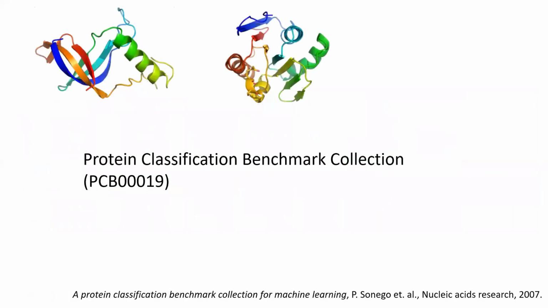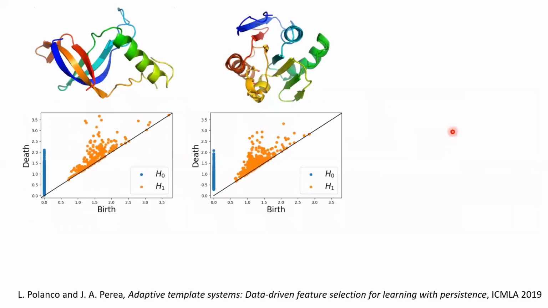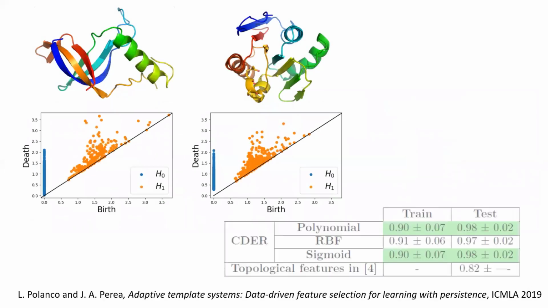And then to finish, going back to the protein classification benchmark dataset, again, one computes persistence diagrams and one can compute classification accuracy using these adaptive template functions. And then what one can show is that one can obtain classification accuracies of up to 98%, which is an improvement from an 82% classification accuracy using hand-picked topological features in a previous study.